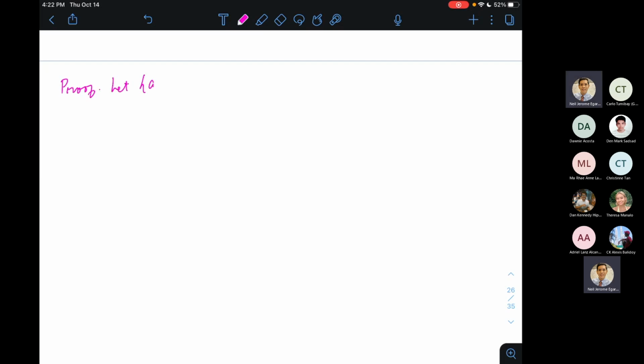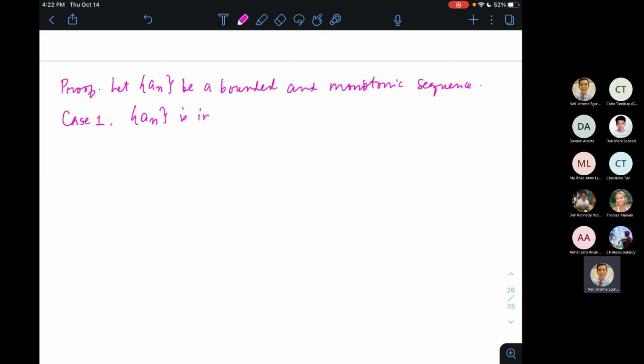So we let a sub n be a bounded sequence, or maybe I'll add that it's a monotonic sequence. Okay. And then I'll do case 1: a sub n is increasing. Because the proof will be different if a sub n is decreasing. When monotonic, it's either increasing or decreasing, so we need to divide the proof into two parts. Okay. Now, what do we know? I want to show that a sub n is convergent. All I know is that it is bounded and monotonic.